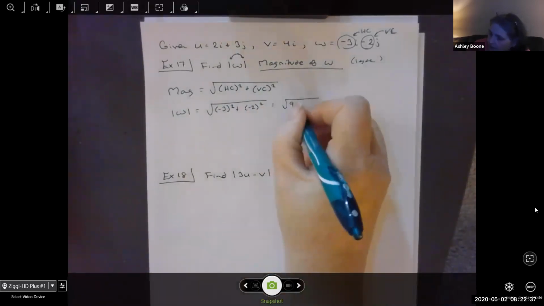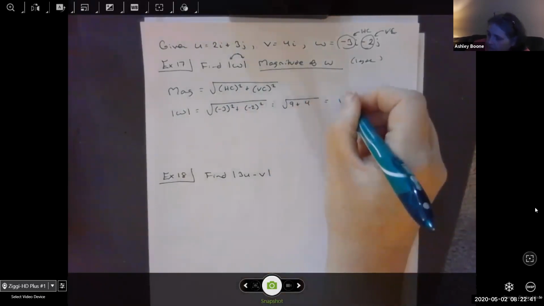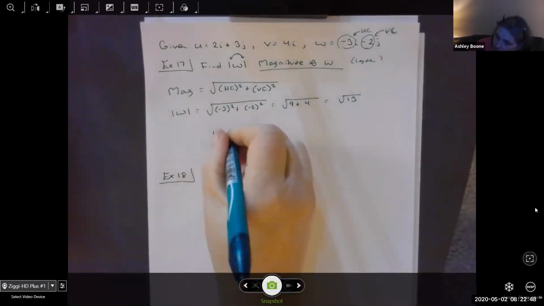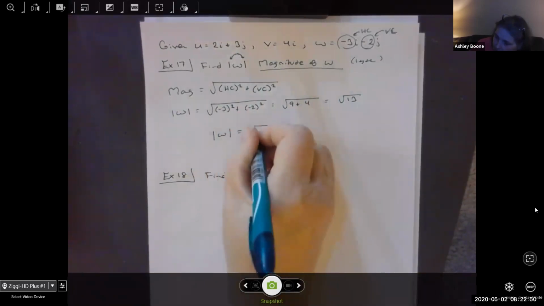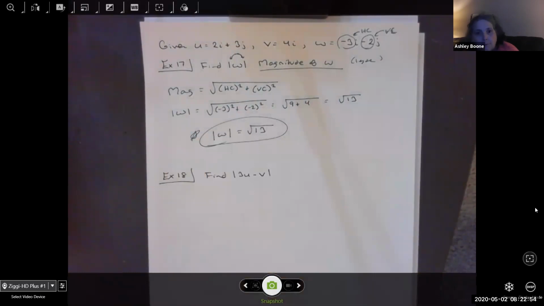-3 squared is a +9. -2 squared is a +4. 9 plus 4 is 13. Square root of 13 can't be simplified. So the magnitude of vector W, the length of vector W, is the square root of 13. That will be the exact length. If you're ever asked to estimate, it would say round to the nearest 10th or round to the 100th or something like that. Okay. The next one's not quite as straightforward, but it's close.